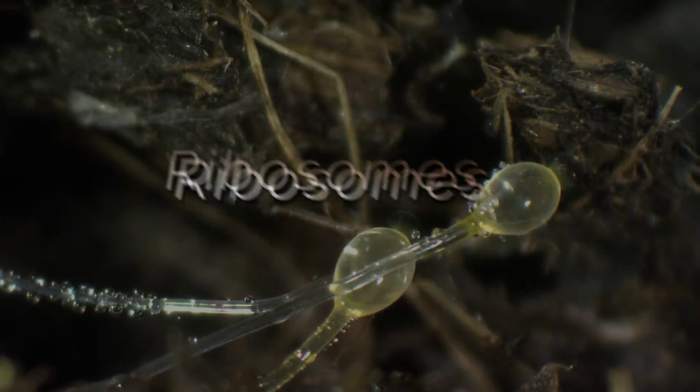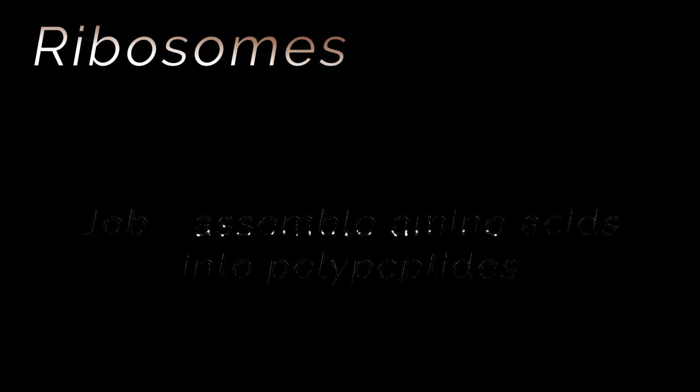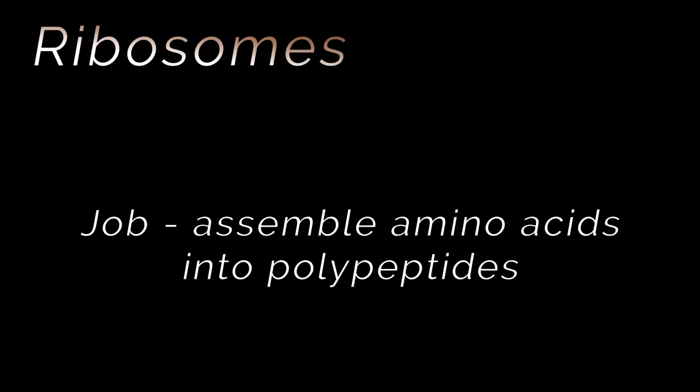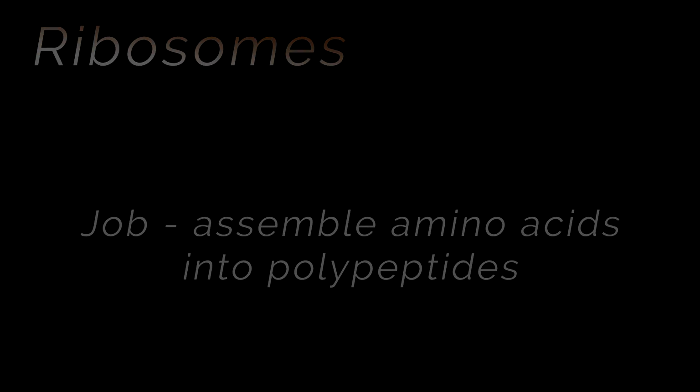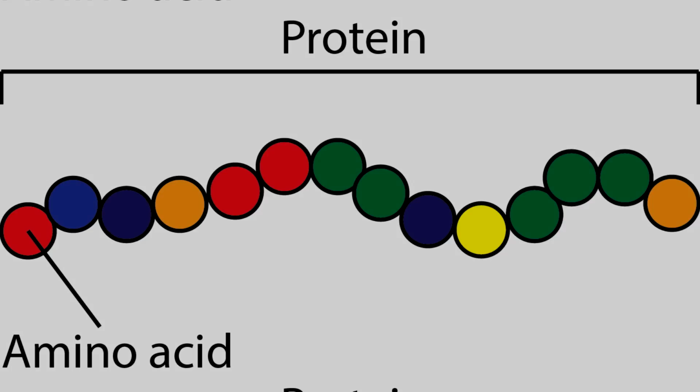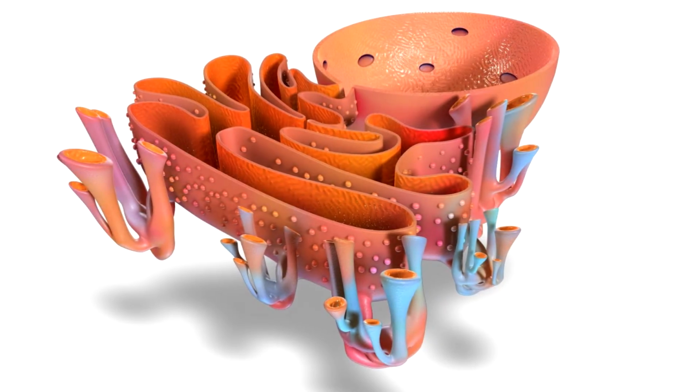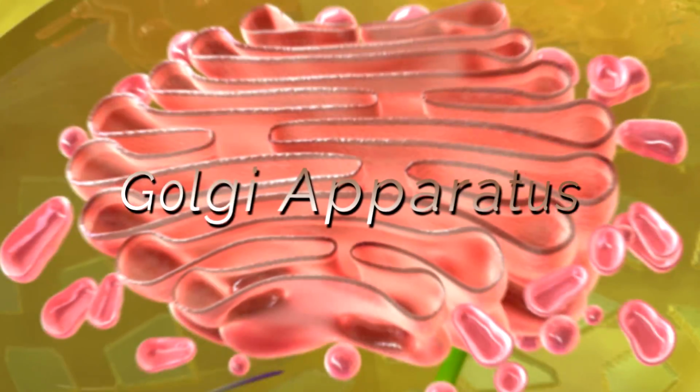Ribosomes can float freely throughout the cytoplasm or be attached to the nuclear envelope, which is where they're spat out from. And their job is to assemble amino acids into polypeptides. As the ribosome builds an amino acid chain, the chain is pushed into the ER. When the protein chain is complete, the ER pinches it off and sends it to the Golgi apparatus.